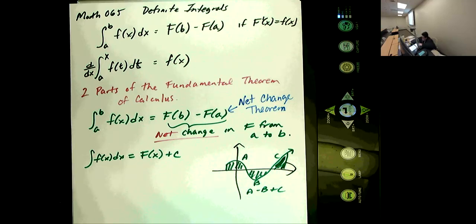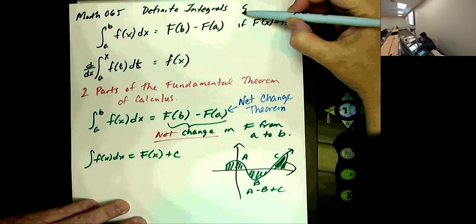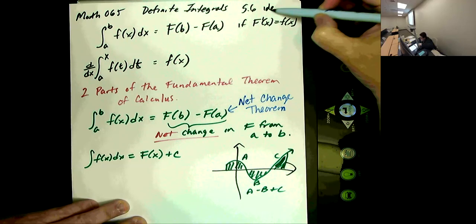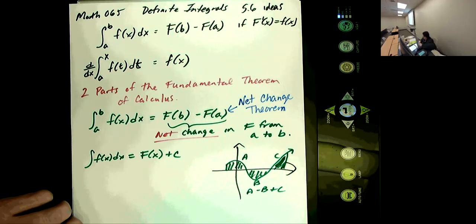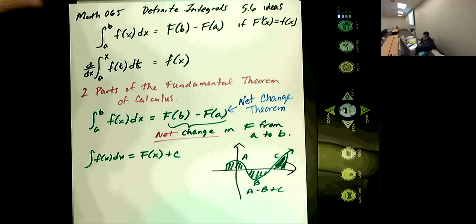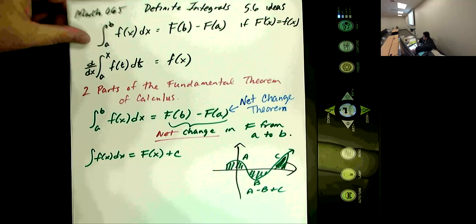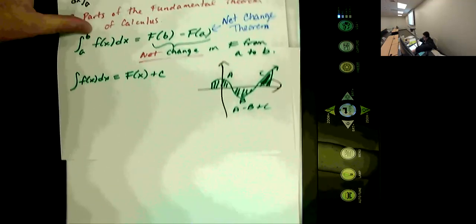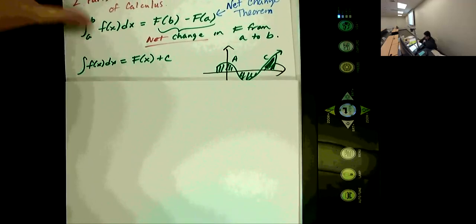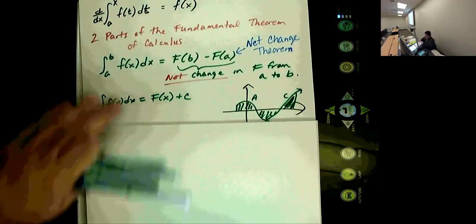So I'm finishing up just some ideas in 5.6, and then we're going to do 5.7 and maybe even 5.8 today. They're both fairly short sections. But what can we do with this net change idea? Like where is it applicable?